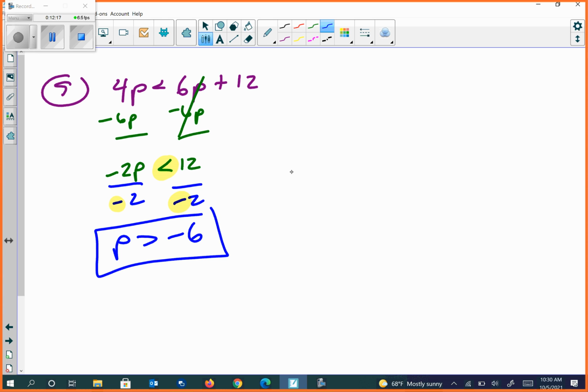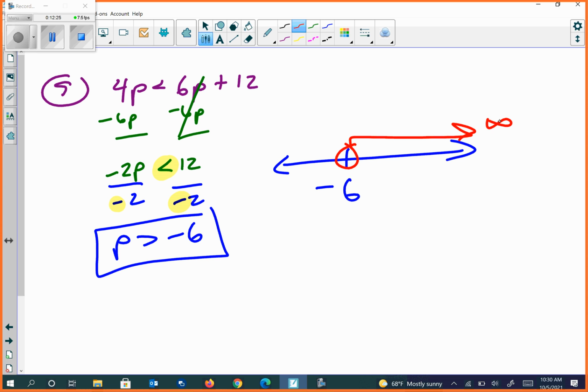Okay, so that's my inequality. I put it on a number line. I got -6. I have an open dot, and it's going to the right, so that's going to infinity. My interval notation is going from -6 to infinity. I always have a soft bracket on the infinity. What kind of bracket do I have on -6? Soft. There's no equal sign, so that's my interval notation.